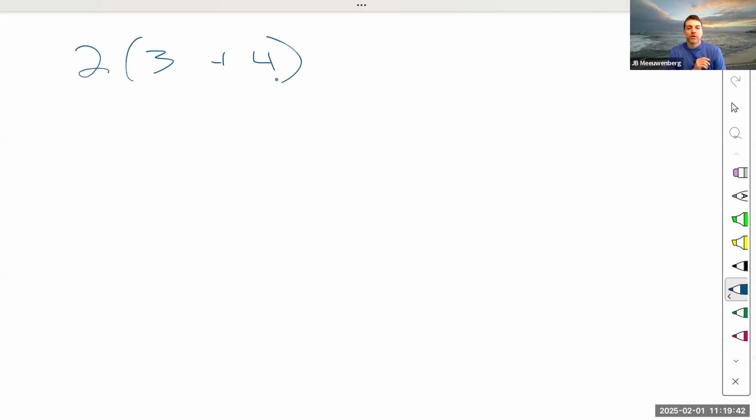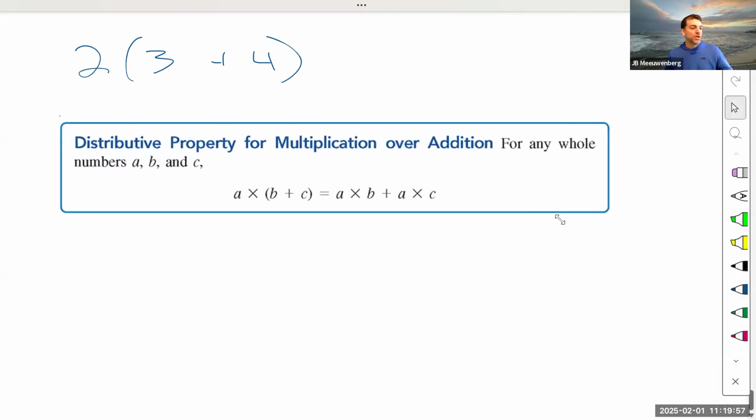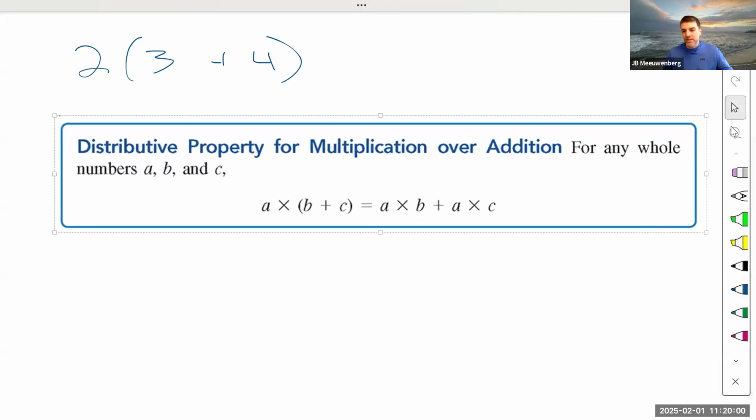That type of problem might look familiar. And so the official name for a problem that looks like this is the distributive property for multiplication over addition. And here's our formal definition for it. Take a minute, pause the video, read this, and just try to make sense of this one, because this is a new property for us.